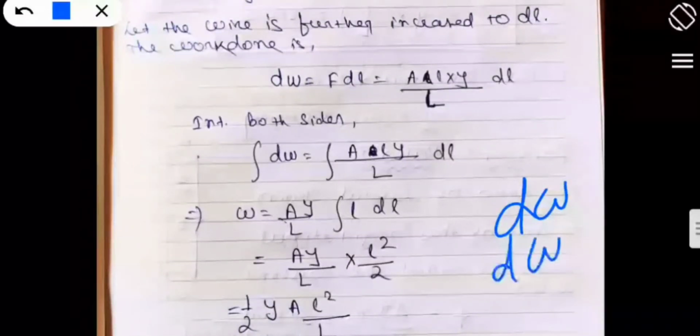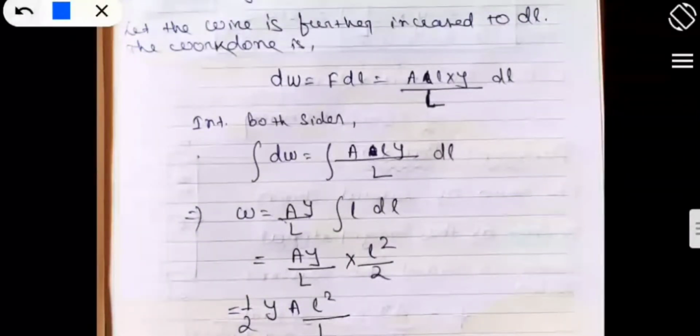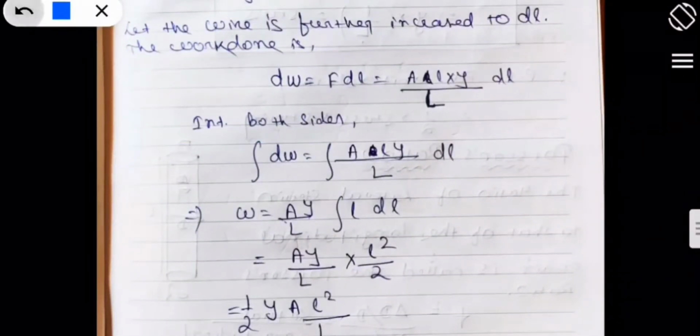Like this, I will do so many dWs. Then if I integrate these dWs, I can calculate the full work done on that particular wire, right? dW is a small work done. If I integrate, then I will get the full work done, right? So now, integrating both sides.